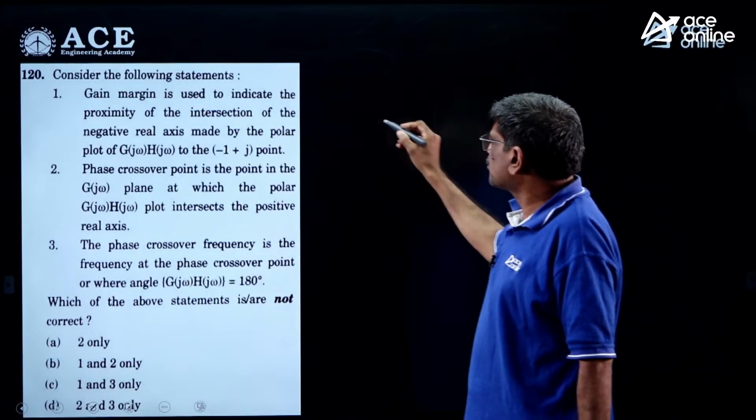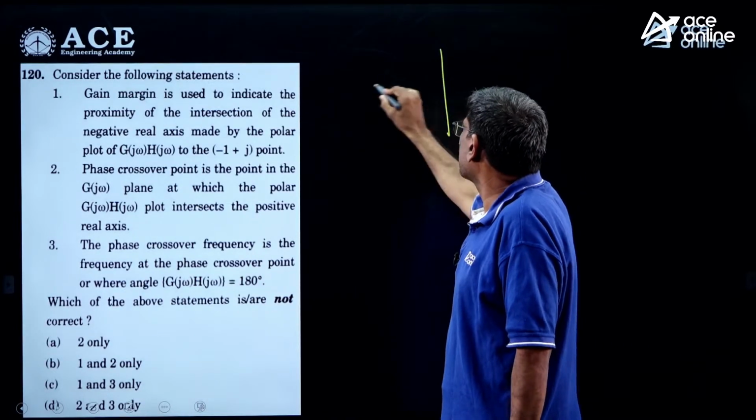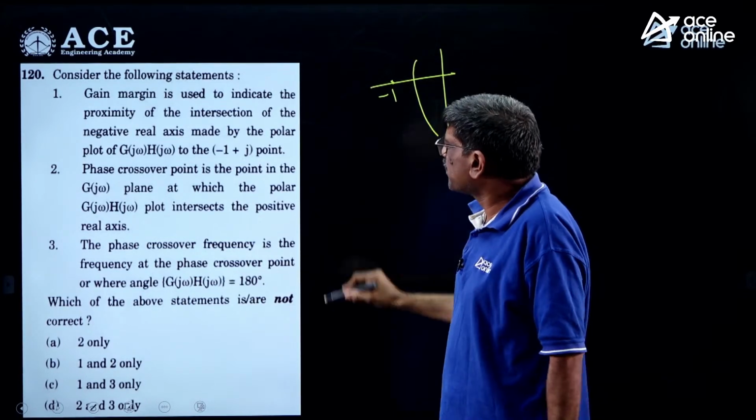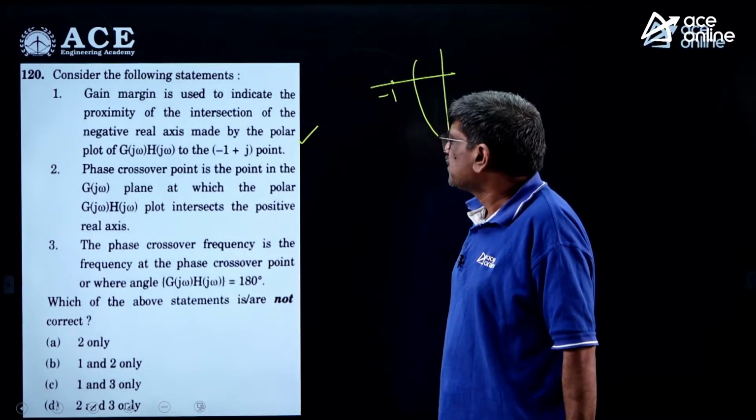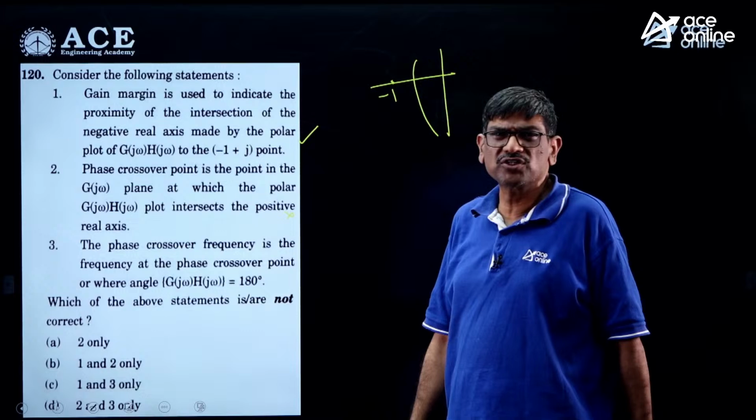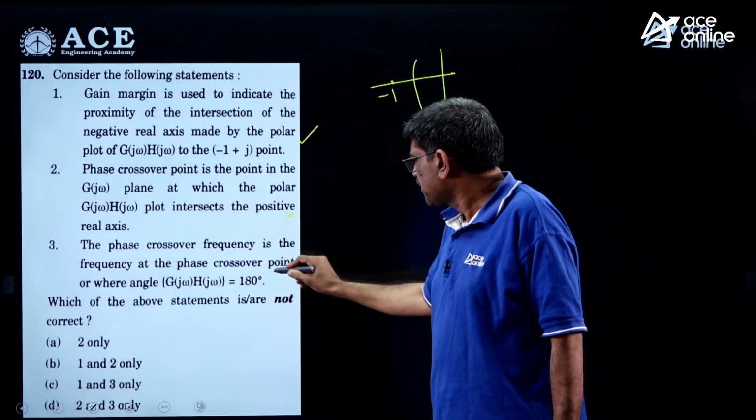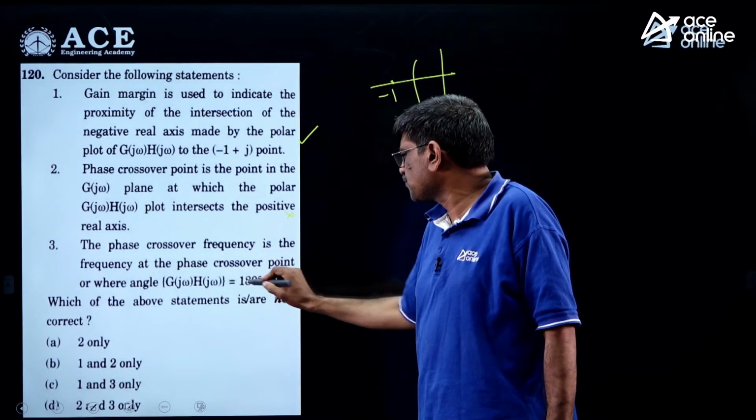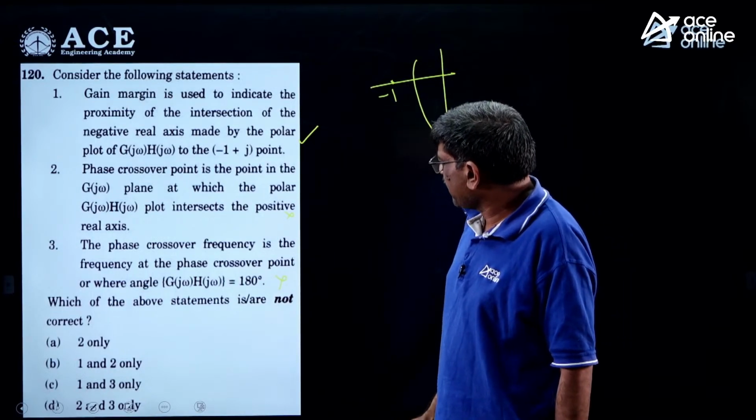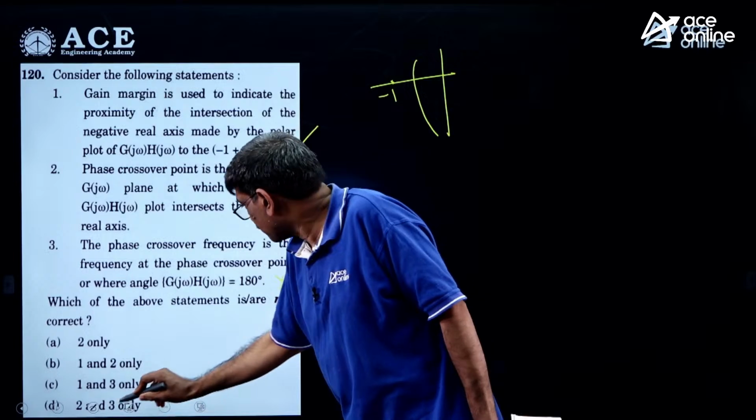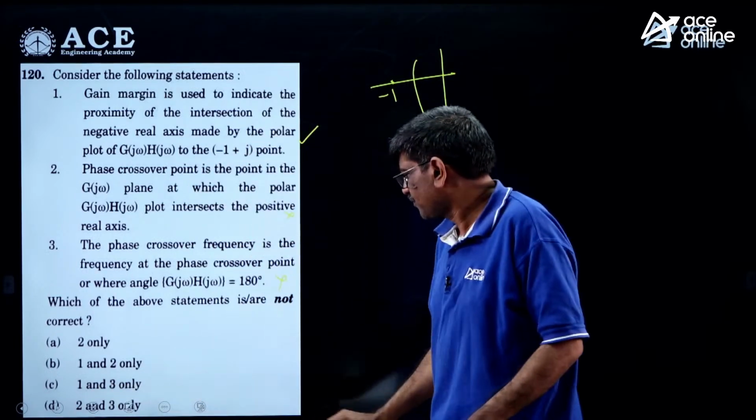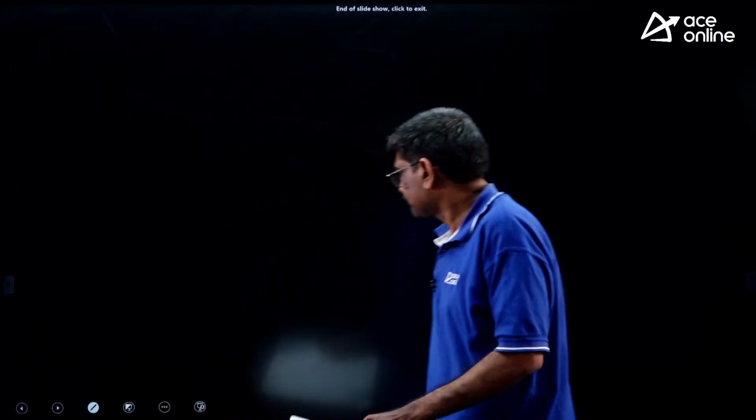Next, gain margin gives what? The closeness to the minus 1 critical point. So that will give the gain margin. The first one is correct. Second, the phase crossover frequency is not on the negative real axis, it is on the positive real axis. The second one is wrong. And the phase crossover frequency is at minus 180, so the third one is wrong. That means 2 and 3 are wrong. Which of the following are not correct? D, 2 and 3.